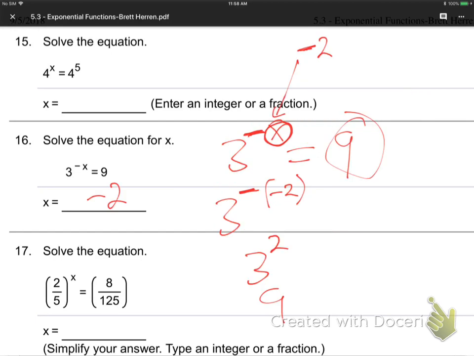Anyway, so how about number 17? Can you solve 17 by clear observation? No. Just look at the top. 2 to what power is 8? 3. X has got to be 3, huh? 5 times 5 times 5 is... Yeah, 5 times 5 is 25. Times 5 again, 5 quarters. How much is 5 quarters? $1.25. Yeah.